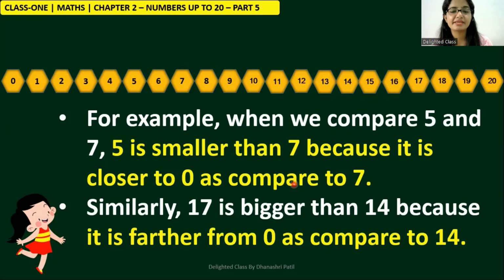Similarly 17 is bigger than 14. अगर हमने 17 and 14 को compare किया, ये 14 है और यहाँ पे ये 17 है. अगर मैंने बोला कि 14 कौन छोटा है या 17 छोटा है, so how to understand? 14 is more closer to 0 as compared to 17, and hence we will say it as a 14 is smaller than 17. Do you understand?